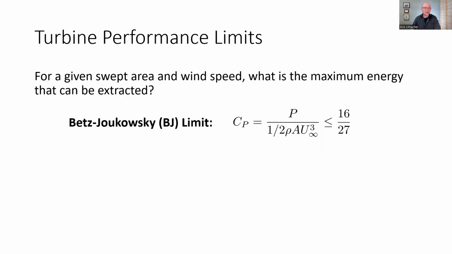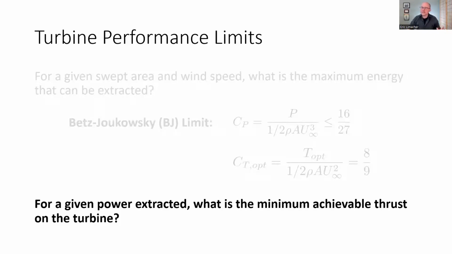And this is expressed as a maximum attainable power coefficient, defined here, where P is power, rho is density, A is our swept area, and U infinity is our flow speed. And we get a maximum percentage here of just under 60%. This comes from a one-dimensional momentum analysis, and the predicted thrust from that analysis at that optimal power is a thrust coefficient of 8/9. Now, speaking of thrust, that brings up a second possible question we can mean when we talk about a limit, which is, for a given power extracted, what is the minimum achievable thrust on the turbine? Or we can invert that. For a given generated thrust, what is the maximum power that we could be extracting?